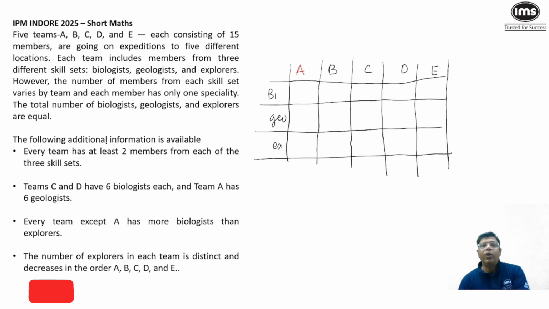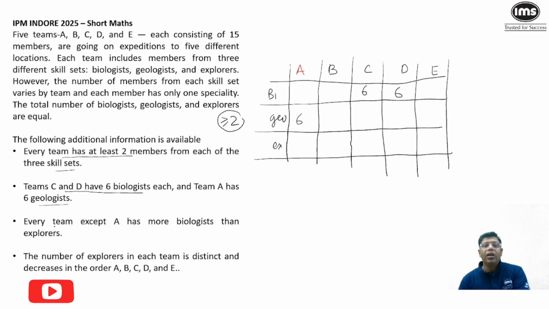So let's look at the following additional information. Every team has at least two members from each of the three skill sets. It means all the values have to be either equal to 2 or greater than 2. You can't have 1 or 0 anywhere. Team C and D have 6 biologists each. So team C and D have 6 biologists each. And team A has 6 geologists.